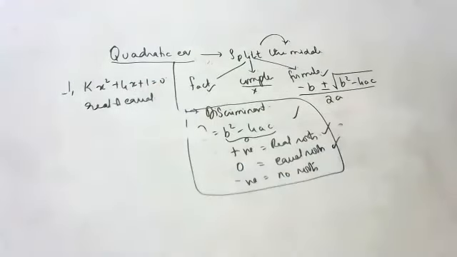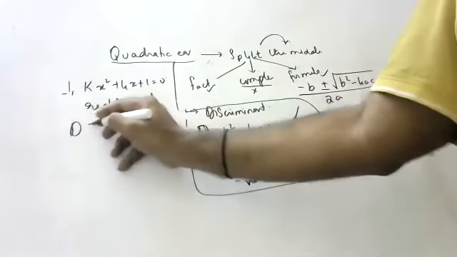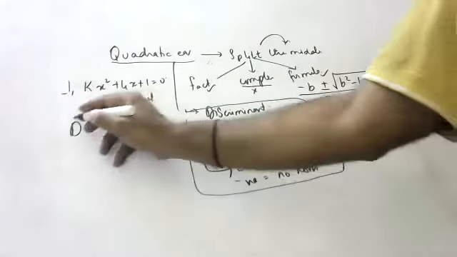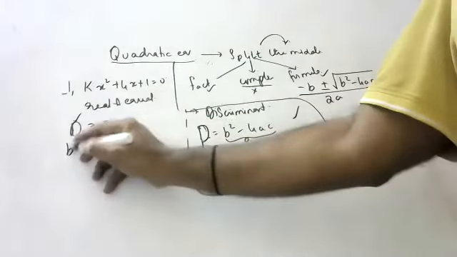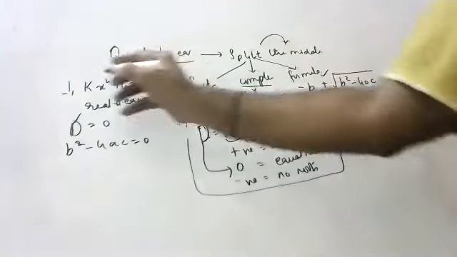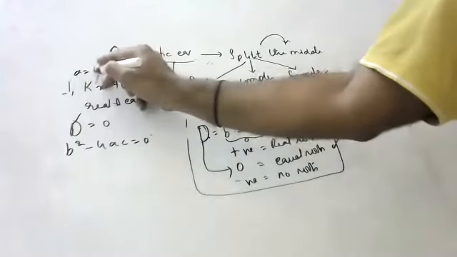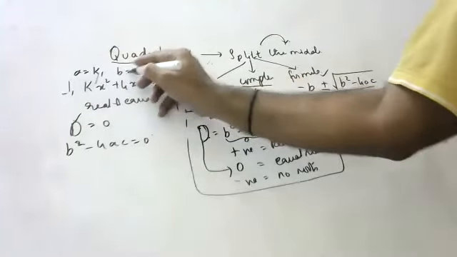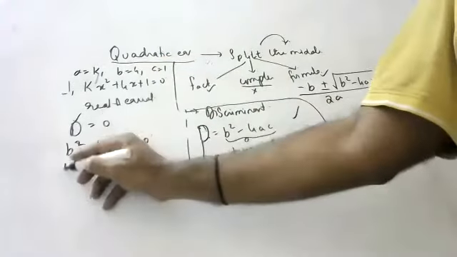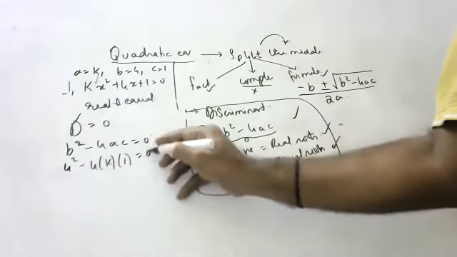What is the condition for real and equal? Anyone? Discriminant is equal to 0. For real and equal, discriminant is equal to 0. What is the discriminant formula? b square minus 4ac is equal to 0. Here a is how much? Sorry, k. a is k. b is how much, children? 4. c is how much, children? 1. b square means 4 square minus 4 into k into 1 is equal to 0.